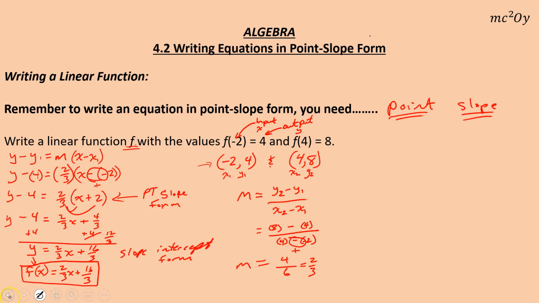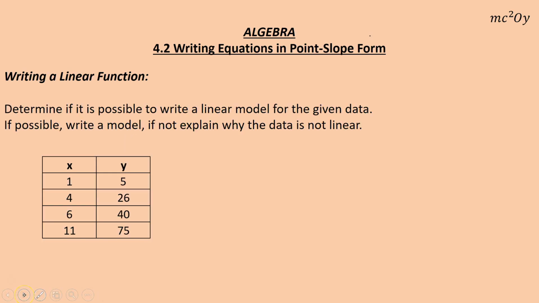All right, just one other little piece here, determining if it is possible to write a linear model for a given set of data. If it's possible, write the model. If not, explain why. Well, first, remember, in order for data to be linear, it has to have a constant rate of change.